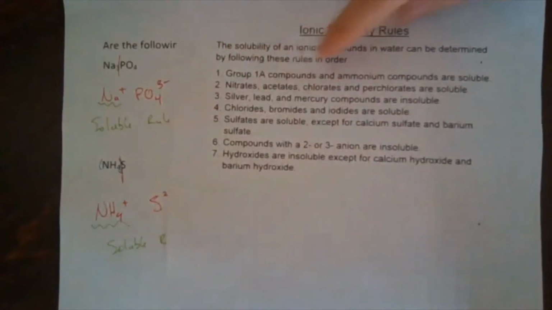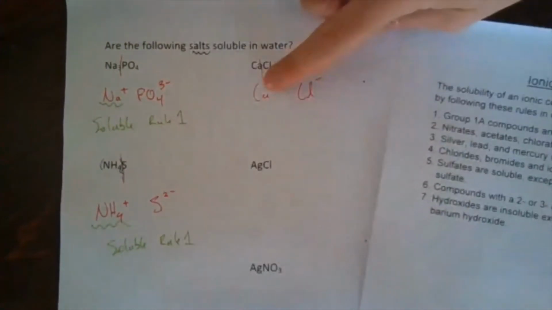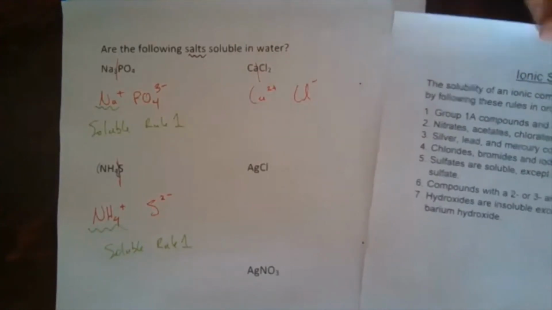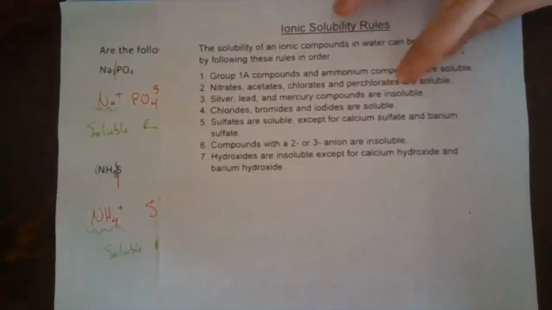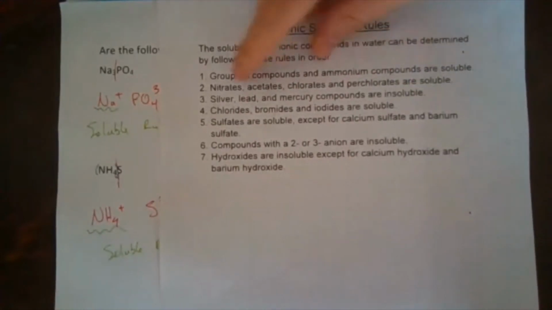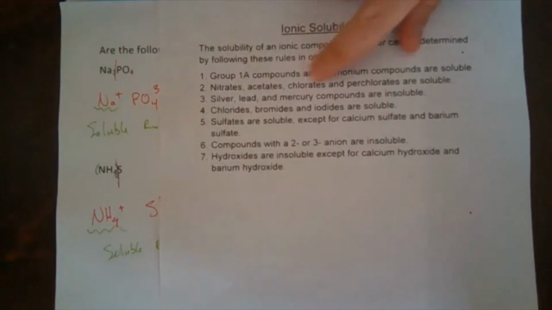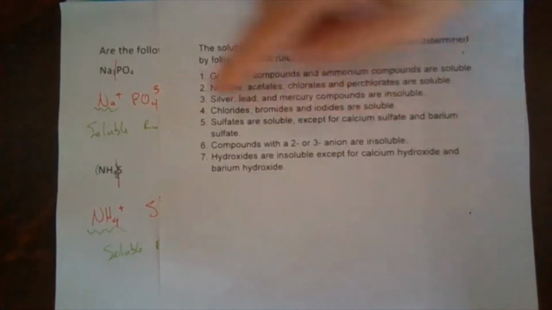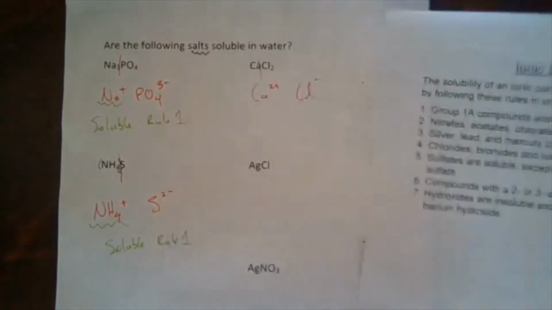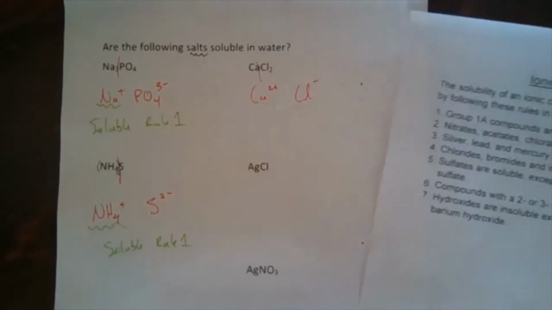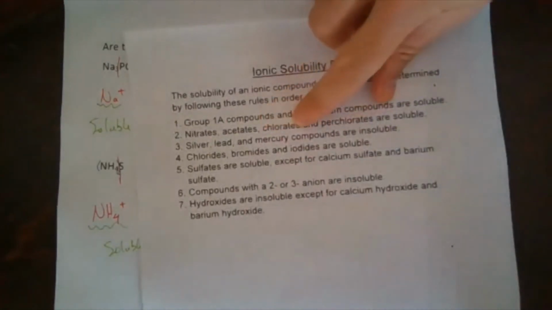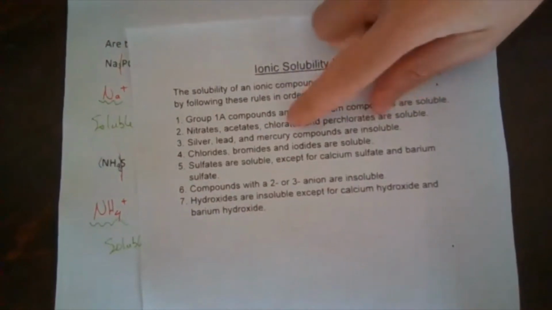Group 1A compounds and ammonium compounds. Not ammonium, calcium's in group 2A, so no. Nitrates, acetates, chlorates, and perchlorates. One of the things we can parse them at, those are all ATEs, that ATE pattern, those are all polyatomics. We can look up what their formula is, but importantly, chloride is monoatomic, so I'm definitely not working with it. This is chloride, so we want to be careful. It's not chlorate or perchlorate. ATE, that's a polyatomic. So no on rule 2.